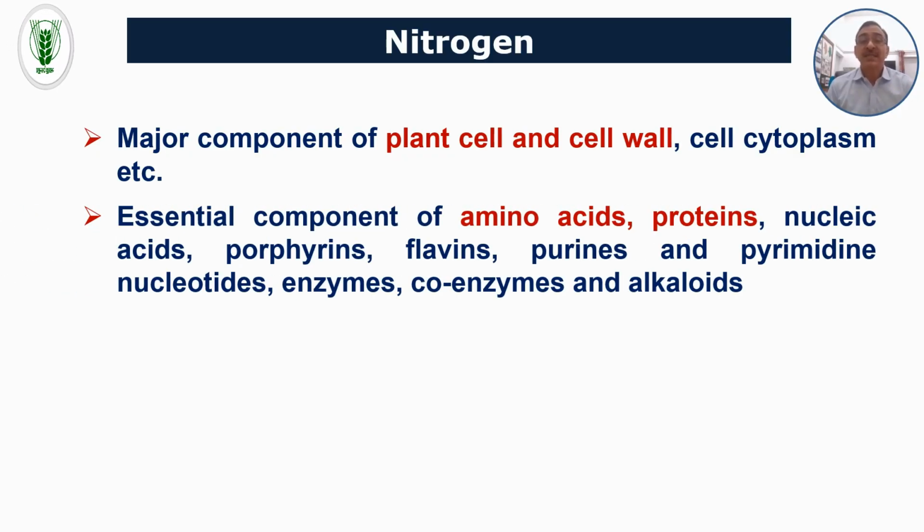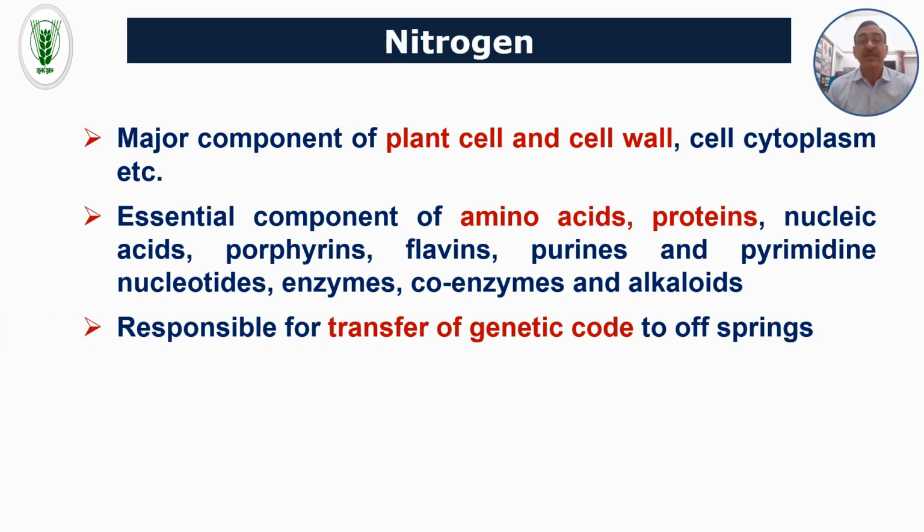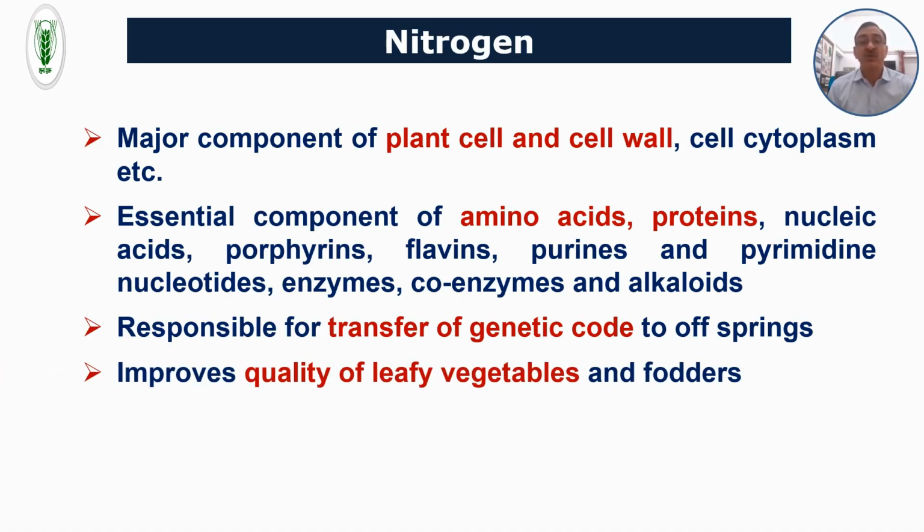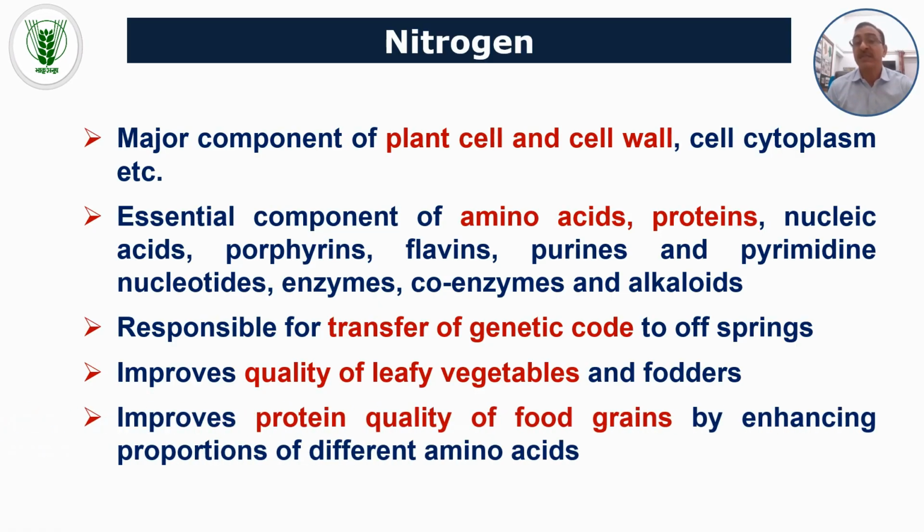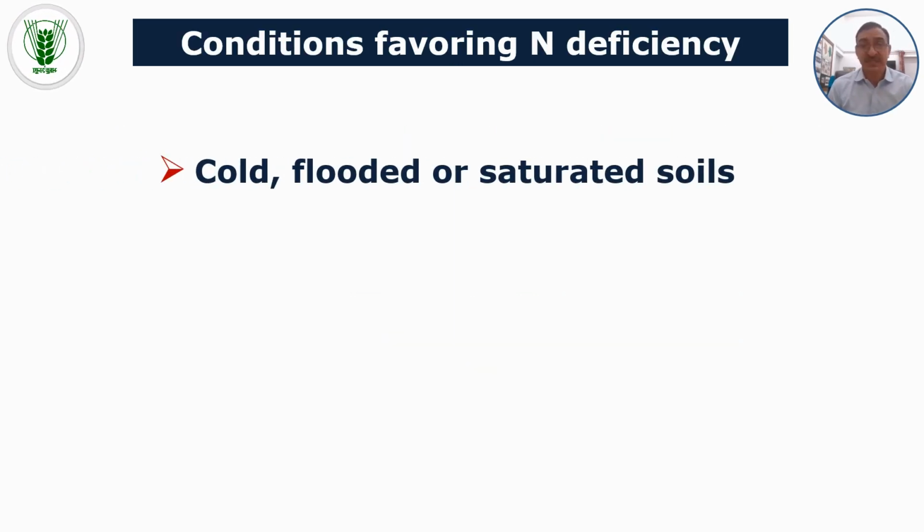It is essential for amino acid production, synthesis of proteins, nucleic acids, porphyrins, flavins, purines, pyrimidines, nucleotides, enzymes, coenzymes, and alkaloids. This is responsible for transfer of genetic code from the plant to the next offspring. Then it improves the quality of leafy vegetables, and improves the protein quality of food grains by enhancing the proportions of different amino acids.